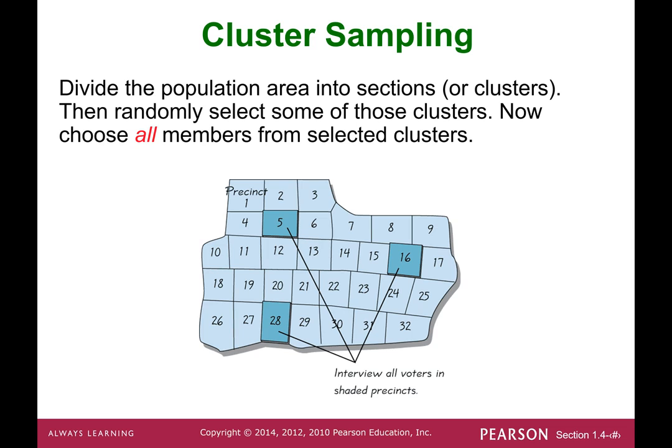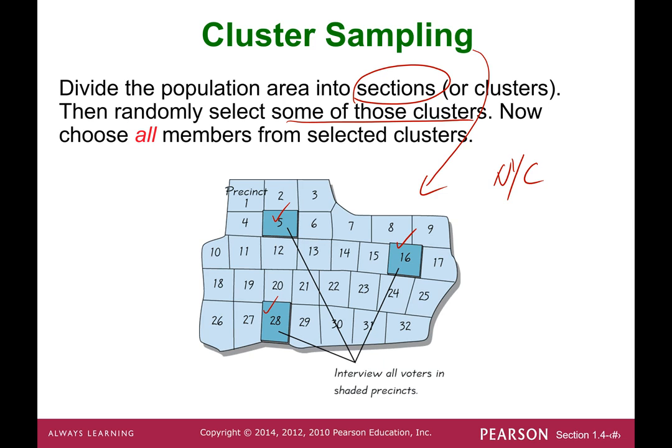result. Also cluster sampling, so divide the population area into sections or clusters, then randomly select some of those clusters, some of those sections, and then choose all members from the selected cluster. For example, let's say you look at New York City and all the precincts in New York City, and you randomly pick precinct 5, precinct 16, and precinct 28, and you select all the residents from each precinct and then come up with your sample. And this is a typical cluster sampling.